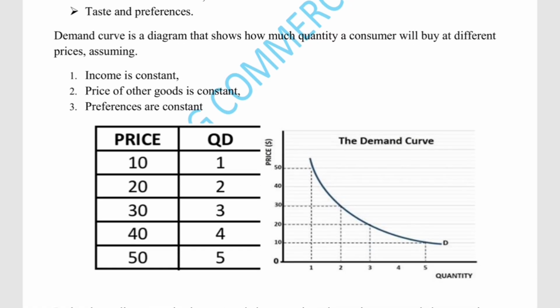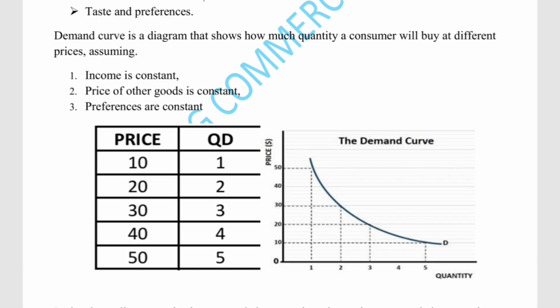Now look here. In the table we have price and quantity demanded. Price: 10, 20, 30, 40, 50. Quantity demanded: 1, 2, 3, 4, 5. So we need to draw the diagram. On the y-axis we have the price, on the x-axis we have the quantity. Price is 10, 20, 30, 40, 50, and quantity is 1, 2, 3, 4, 5.